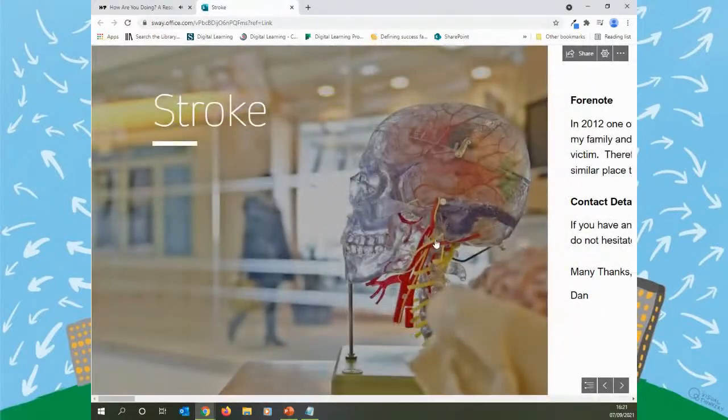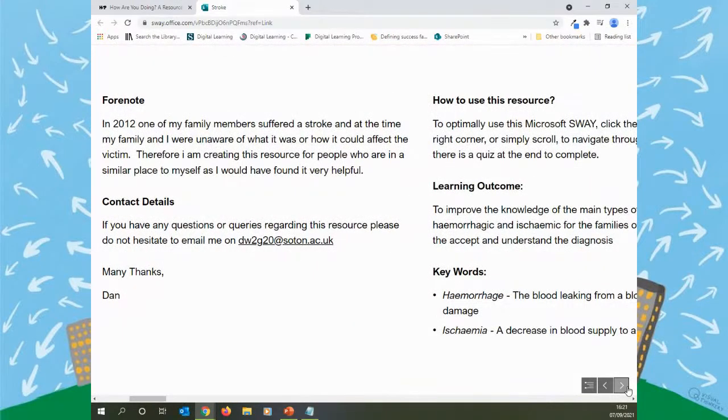And something a lot of our students use Sway for their resources. And this is something one of our students created about stroke, which was something that had impacted his own family.